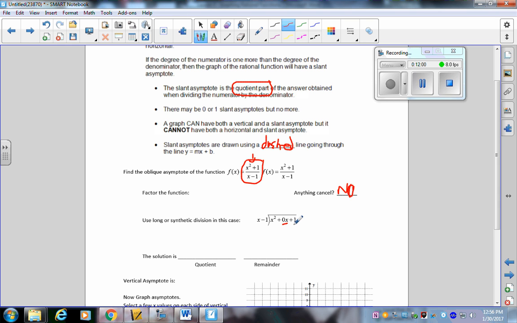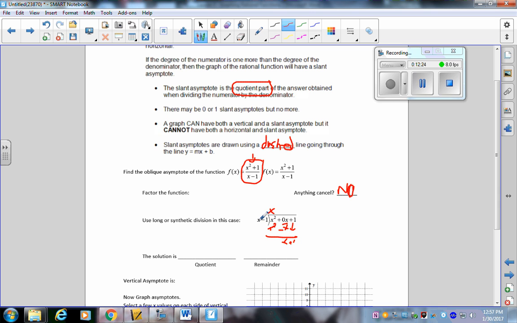There's no x term. All right, so we divide. x squared divided by x leaves me with x. x times x is x squared. x times -1 is negative x. Okay, and then we subtract. Those cancel. I have 0 minus a negative, so that's a positive x. And I can bring down my 1.